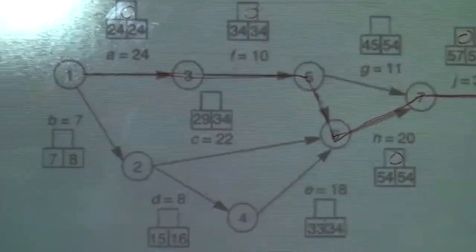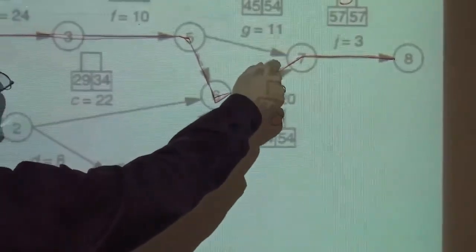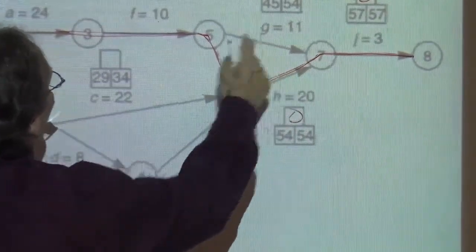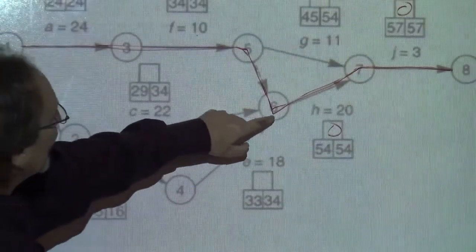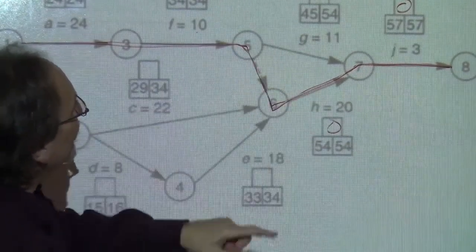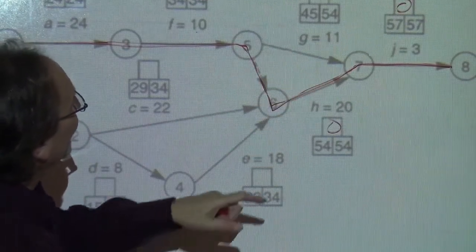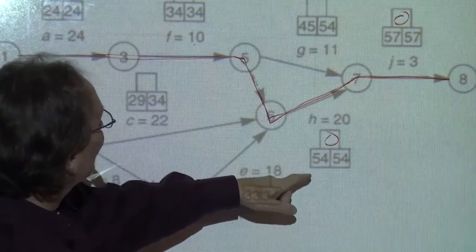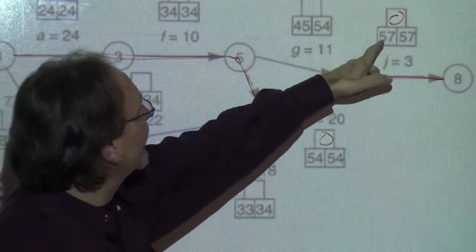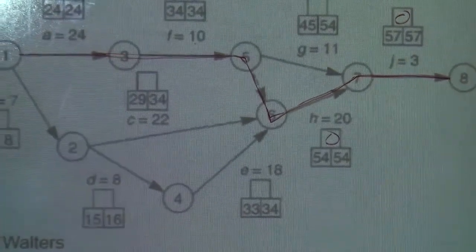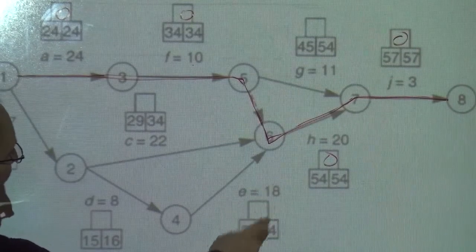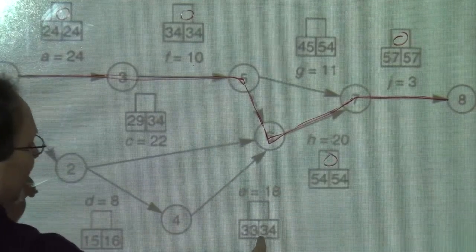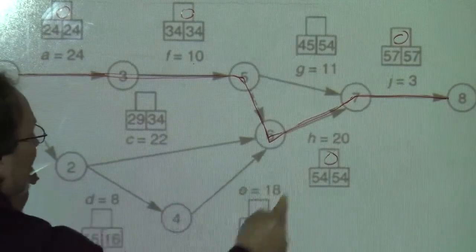For latest finish, the best thing to do is to work backwards. Start up here, and so that means the latest that this one can finish is, since I am waiting for this to occur, this one can wait until 54 to start. 3 from 57 is 54. This one can wait till 34, because 54 minus 20 is 34.